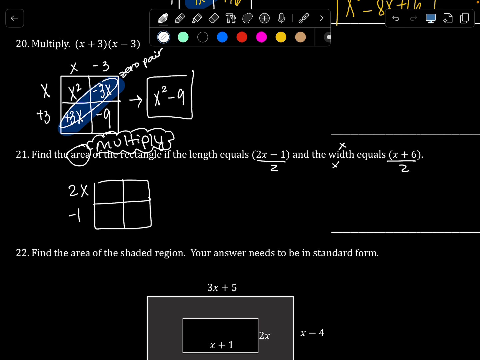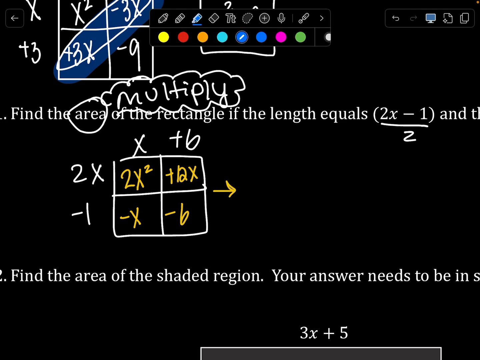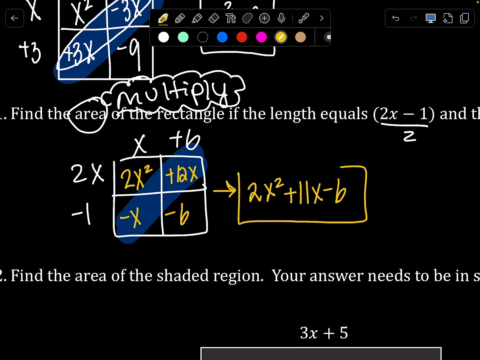2x minus 1, x plus 6. So you get 2x squared plus 12x minus x minus 6. Again, combine like terms with the diagonals. 2x squared plus 11x minus 6. And that is your final answer. Just that little area right there.